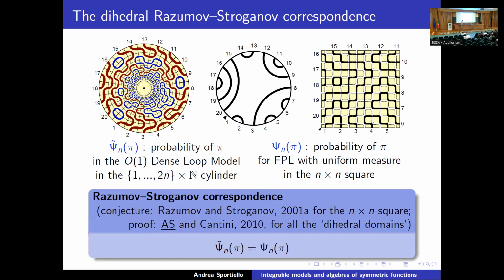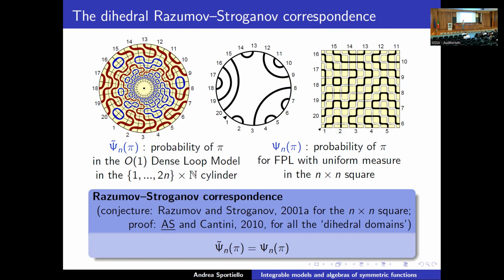This is a fact that was first observed by Razumov and Stroganov in this very incarnation, and then was proven by myself and Luigi Cantini around 2010 for this domain, and in fact for a whole class of domains, which we call dihedral domains. You will see them in a moment.